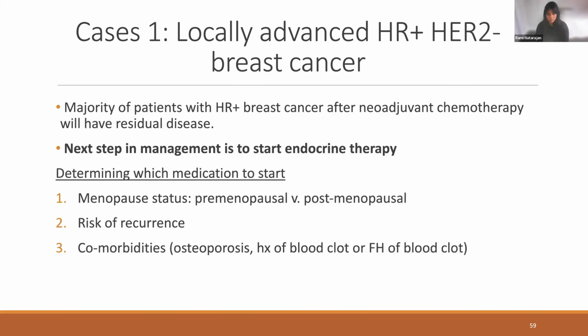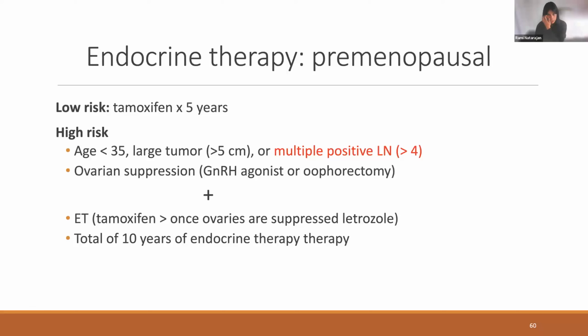Does she have a history of blood clot or family history of blood clot, which would lean us away from using tamoxifen, or does she have osteoporosis or osteopenia, which plays into effect if she's going to be on an aromatase inhibitor? So generally for premenopausal women with low risk, so this is not our patient, we would do tamoxifen for 5 years. For patients with high risk, such as young age, large tumor size, multiple positive lymph nodes, if this is available, we opt for ovarian suppression with a GnRH agonist, or ultimately an oophorectomy plus endocrine therapy.